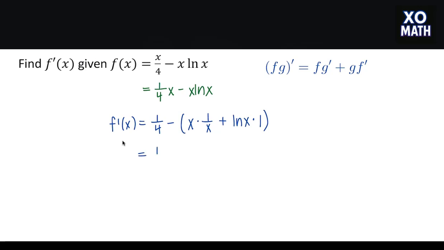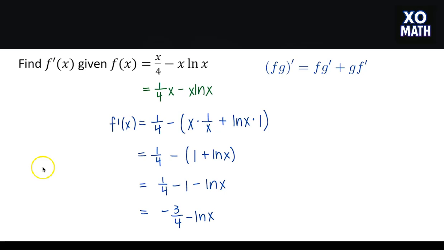So I have 1/4 minus, now x times 1 over x, that's just 1. I'm going to leave that in parentheses, plus natural log x. And this negative would then distribute to both terms. So I have 1/4 minus 1 minus natural log x. And 1/4 minus 1, that's -3/4 minus the natural log of x.